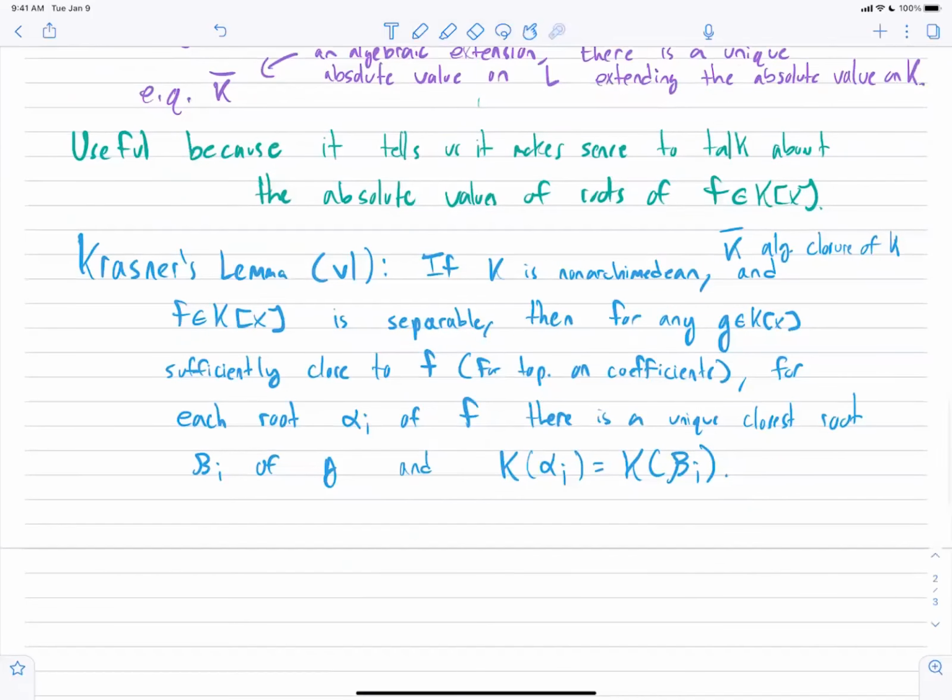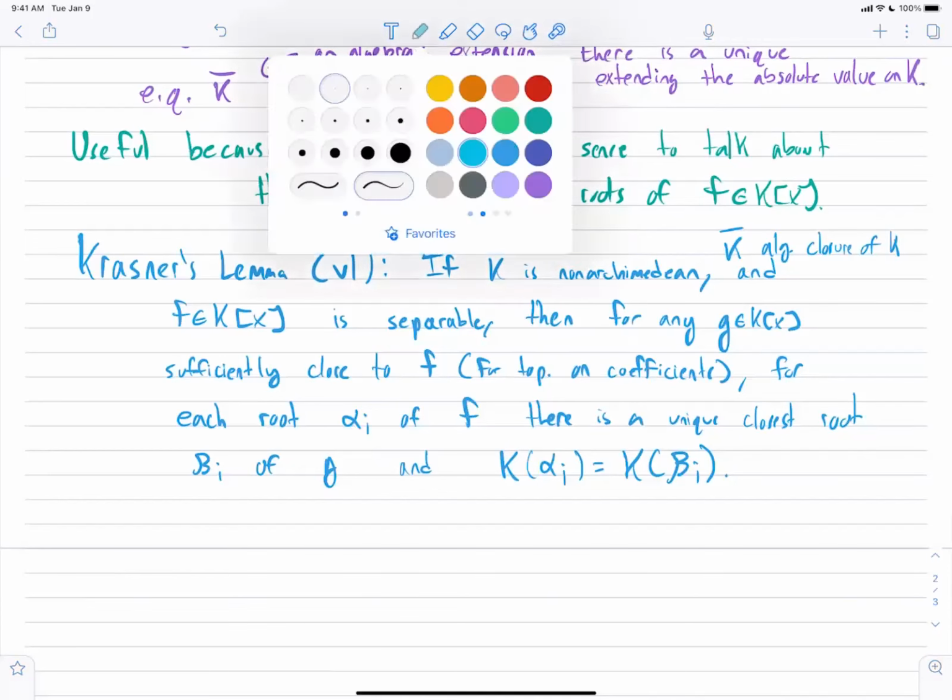Okay, but to make sense of this statement, and how you prove the statement, you're really using the fact that you can talk about roots. You can talk about the distance between a root of F and a root of G. So you're using that you have some absolute value on K bar. Okay, so good. Let me outline the proof of this.